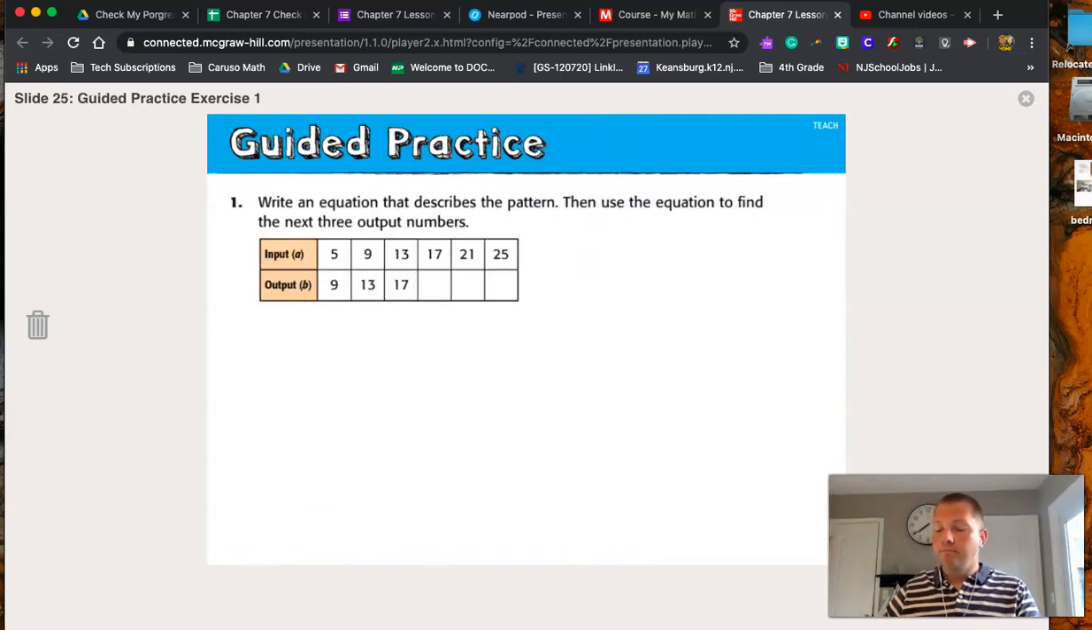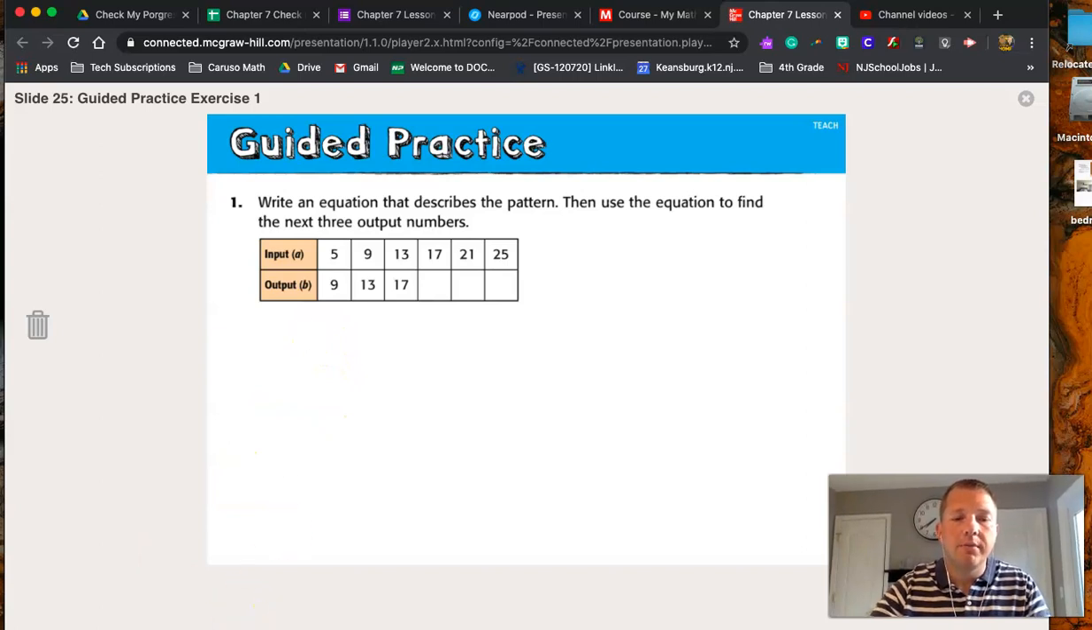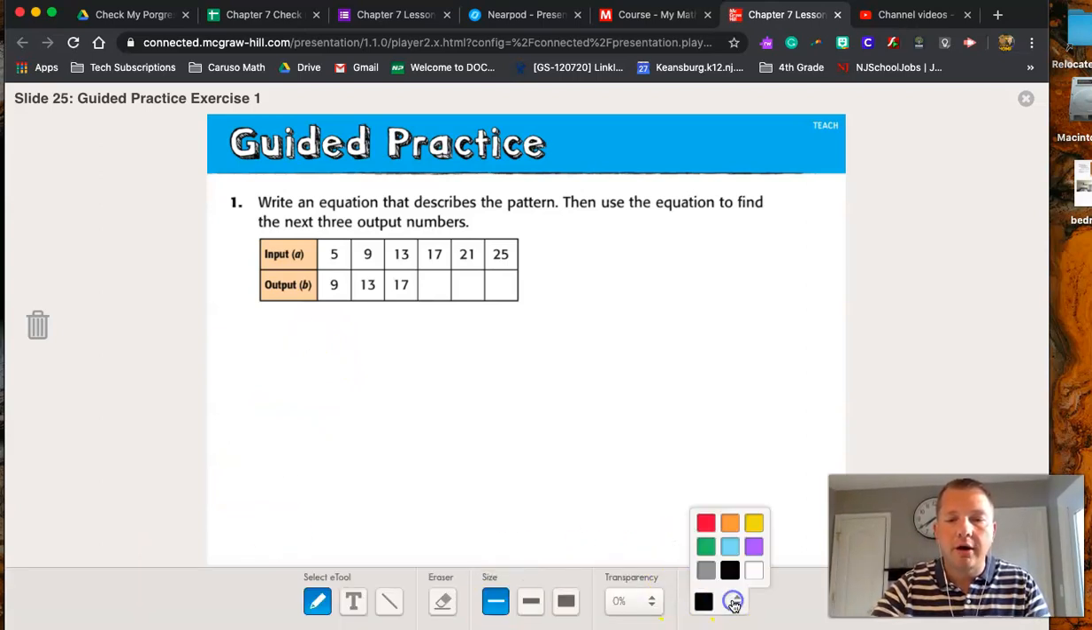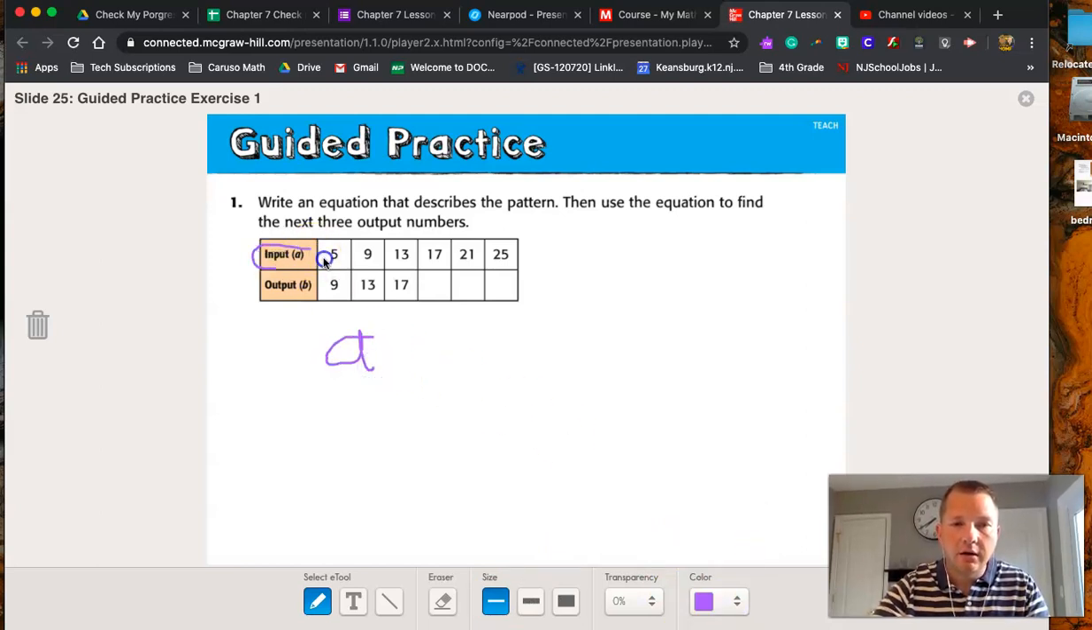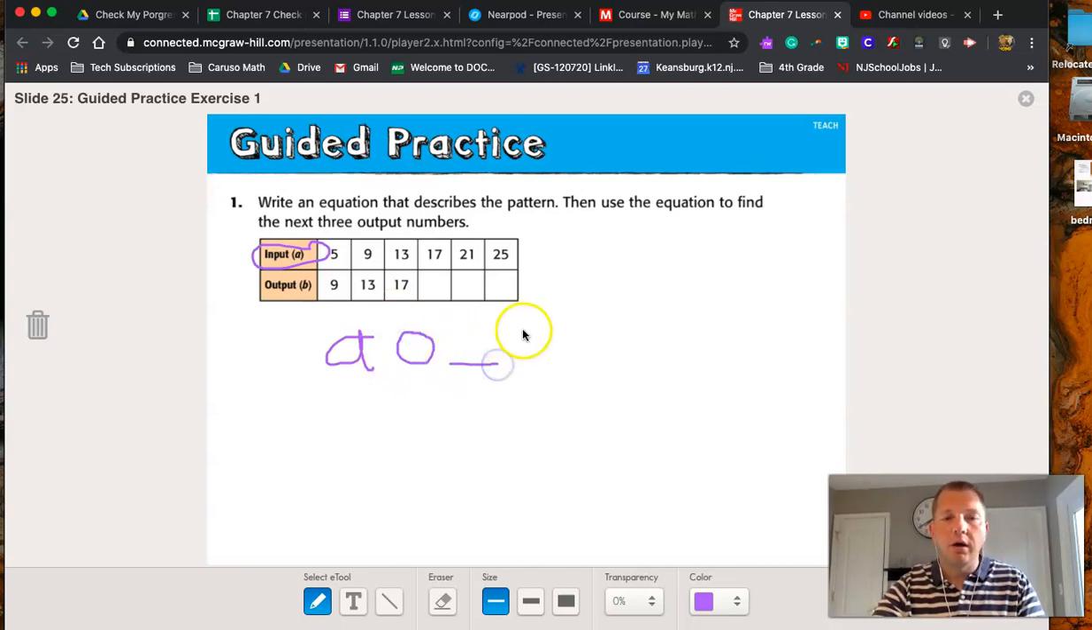All right, last one. Guided practice. We are going to write an equation that describes the pattern and then use this equation to fill in what's missing. So what do we have? We know we have our input and our output in the chart. It's already labeled for us. So our input is A, it says it right here. All right, we got to figure out what this symbol is going to be: add, subtract, multiply, or divide. We got to find what our unknown number is right here, and then our output is B. So A, add, subtract, multiply, divide by some sort of number equals B.